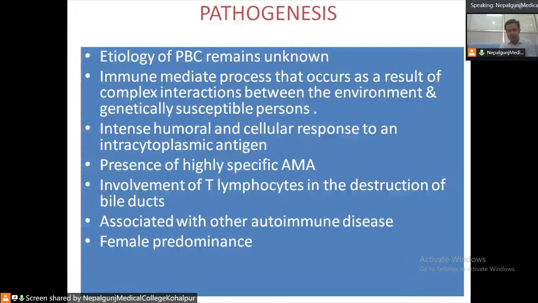If there is autoimmune disease, there is always a humoral and cellular response. Humoral response means there is antibody formation. Cellular means T cells are activated, and T cells finally activate the B cells also. So there is an intense humoral and cellular response to an intracytoplasmic antigen. In the liver cell, there is cytoplasm, there is a nucleus. So basically, there is an immune response against the intracytoplasmic antigen, especially the mitochondrial antigens.